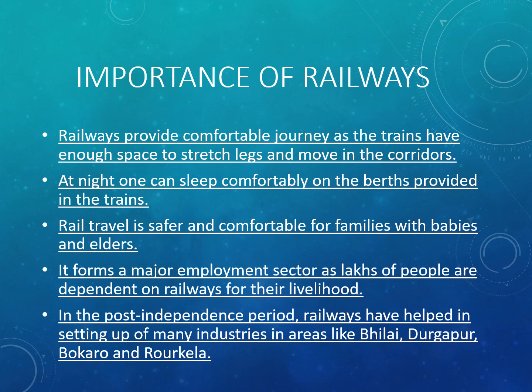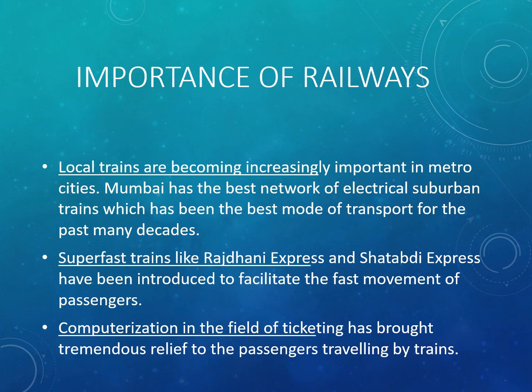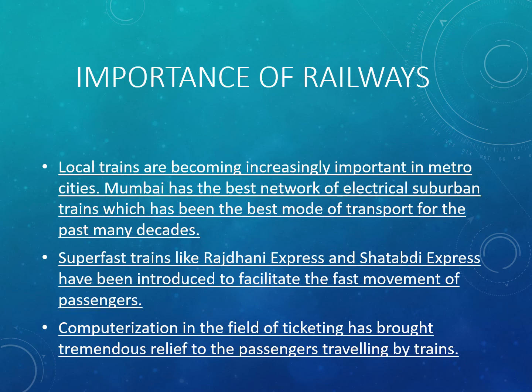In the post-independence period, railways have helped in setting up of many industries in areas like Bhilai, Durgapur, Bokaro and Rourkela. Local trains are becoming increasingly important in metro cities. Mumbai has the best network of electrical suburban trains, which has been the best mode of transport for the past many decades. Superfast trains like Rajdhani Express and Shatabdi Express have been introduced to facilitate the fast movement of passengers.